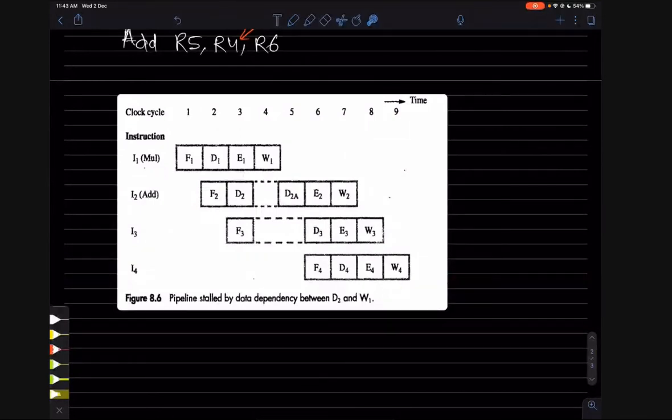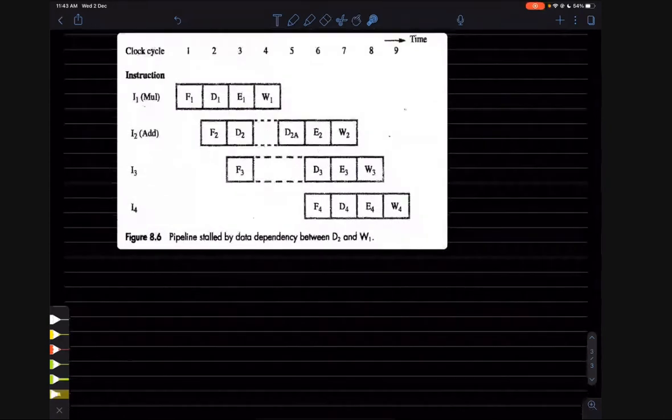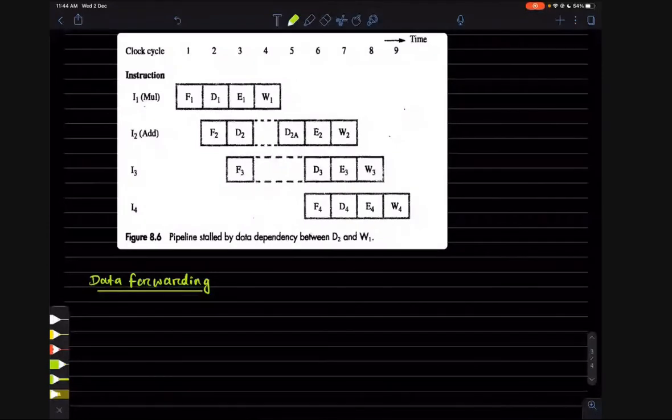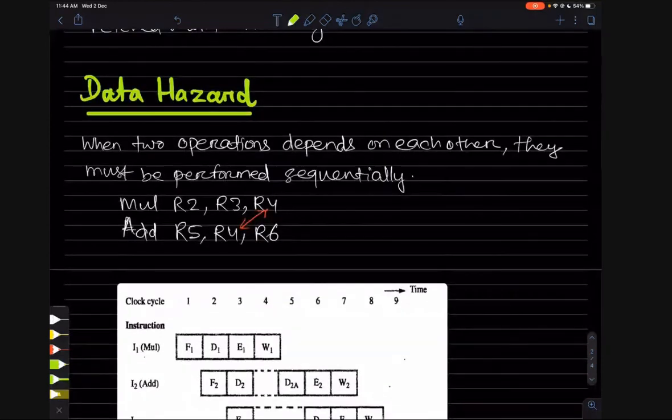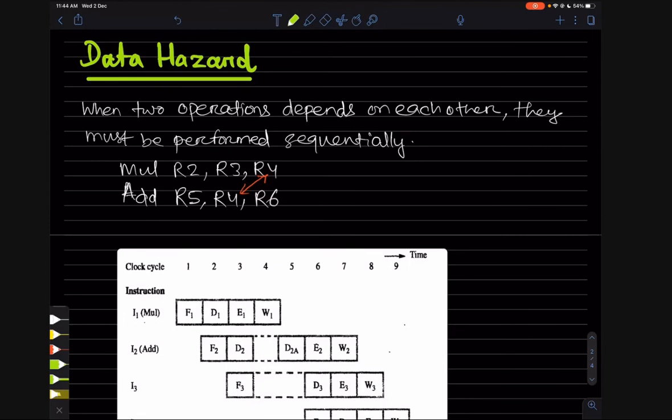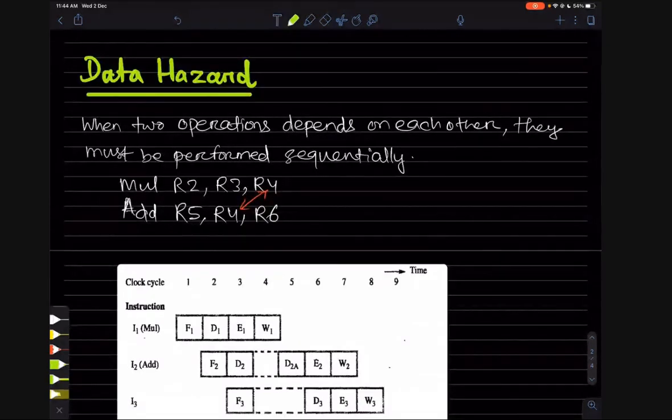There are several different operations that can be performed to reduce this type of bubbles. The first type of operation is called data forwarding. Data forwarding is used for reducing the number of bubbles in the pipelining due to data hazard. What happens in a data hazard is that we have to wait for the writing of the previous instruction.